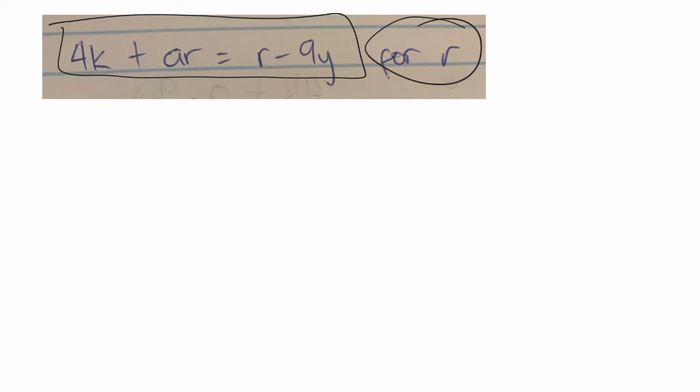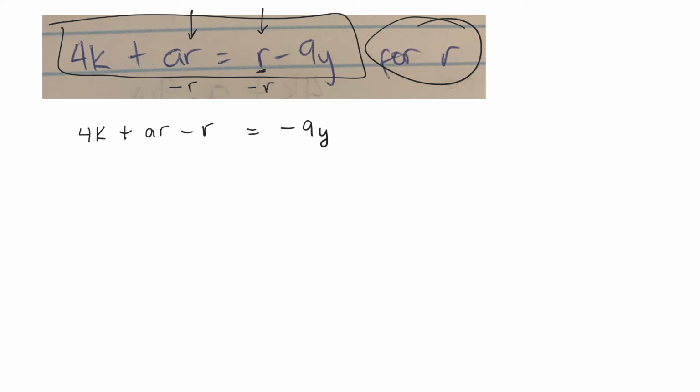Probably the first thing to notice is that there's two r's. And if there's ever two r's, what you need to do is combine those somehow. So maybe to start with, let's get them on the same side of the equal sign. So let's move this r to the left. So I'll subtract r here, subtract r there. So that'll give me 4k plus ar minus r is equal to negative 9y.